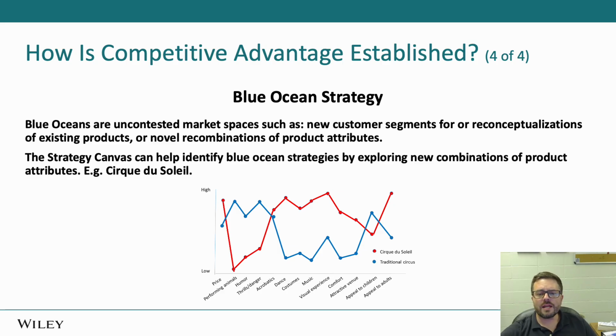Blue ocean strategy, and I would say that those categories aren't exclusive. You can reconceptualize a business model in a way that creates or finds a new segment of a market. Cirque du Soleil is considered another example of a blue ocean strategy. And what this graph is getting at is that it offers something precisely different from the traditional circus. Whereas the traditional circus is high in humor and thrills and danger, Cirque du Soleil is low. It doesn't have any performing animals either.